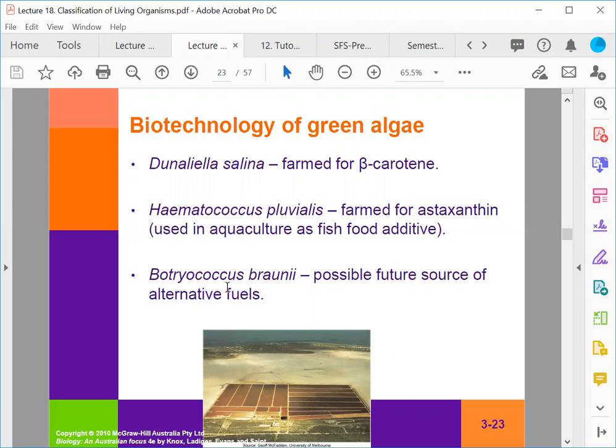So here's another example, Haematococcus pluvialis, which is farmed for this compound here, used as a fish food additive. And this one is fascinating. Botryococcus braunii actually produces these long chain hydrocarbons that can be processed to produce petrol. So really exciting possible future source of alternative fuels.